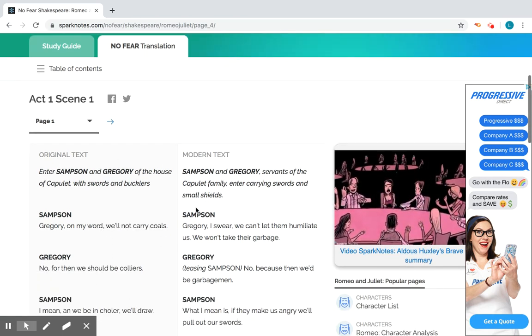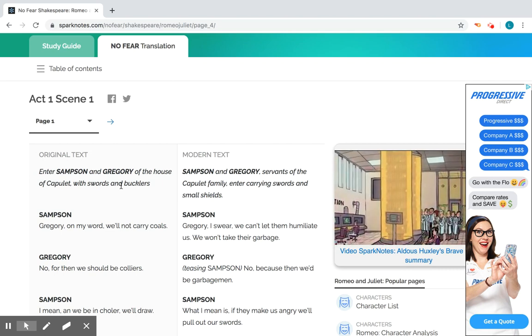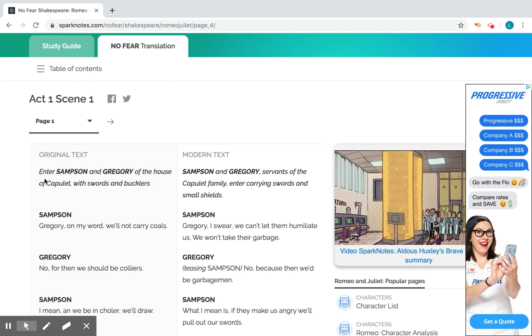So here we have Samson and Gregory, two people of Juliet's house, the Capulets, and we're going to begin.